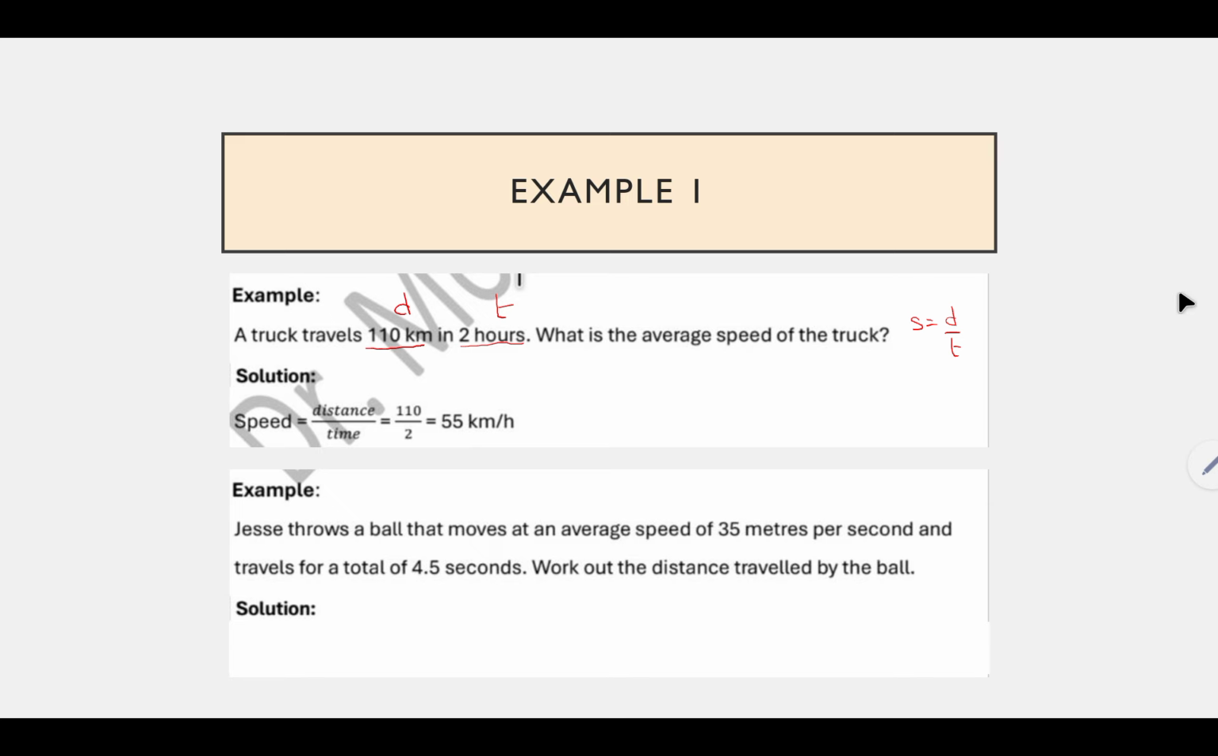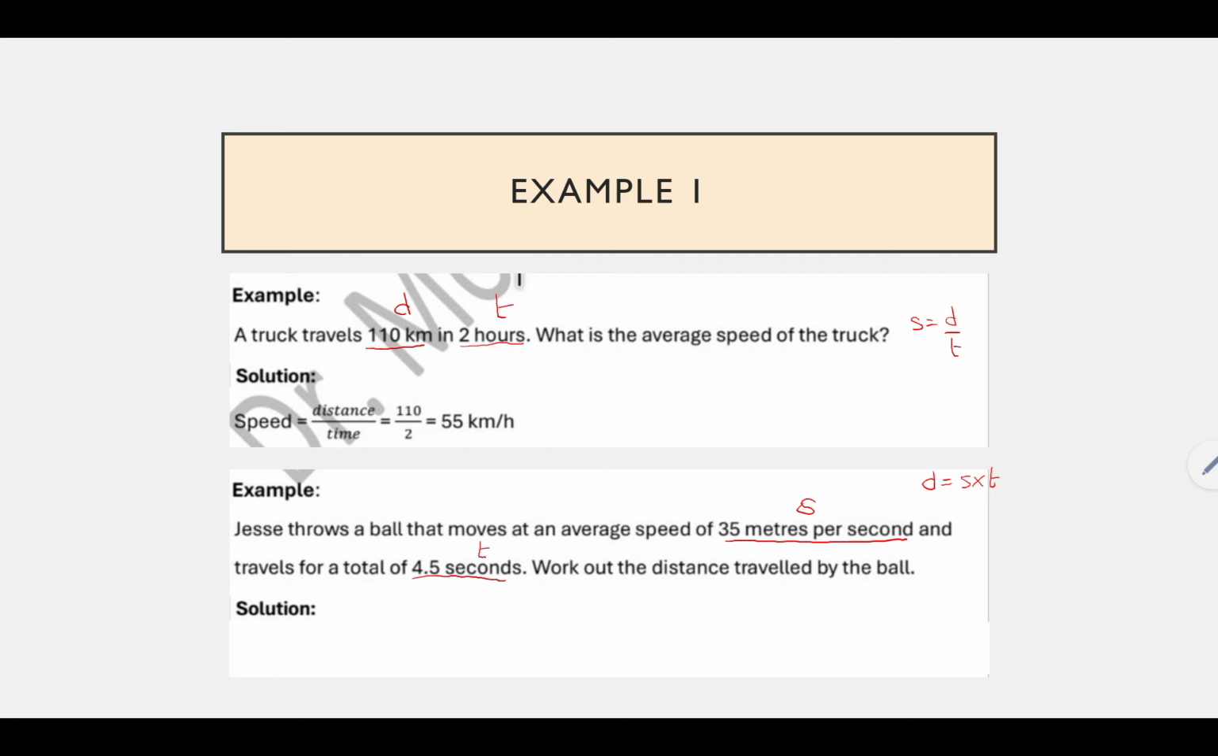Second example, Jesse throws a ball that moves at an average speed of 35 meters per second. Meters per second. This is speed. And travels for a total of 4.5 seconds. So that's my time. Work out the distance traveled. Okay, so using the magic triangle, distance is speed times time.